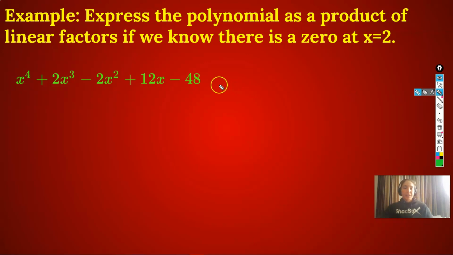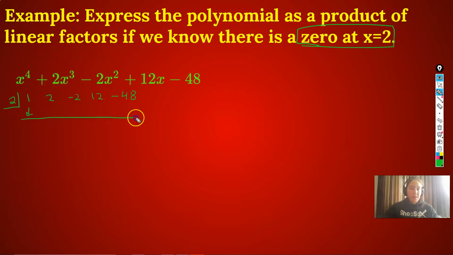But to break it up into its factors, we need to know its zeros. So we know there's a 0 at x equals 2, so that's a big hint for us. Since we know there's a 0 at 2, we'll throw that into synthetic division right away. So 2 goes up in our window. Our coefficients are 1, 2, negative 2, 12, and negative 48. First number drops down, 1. 2 times 1 is 2. Add, 4. Multiply, 8. Add, 6. Multiply, 12. Add, 24. Multiply, 48. Hey, we zeroed out. Good, because we knew that was a 0.